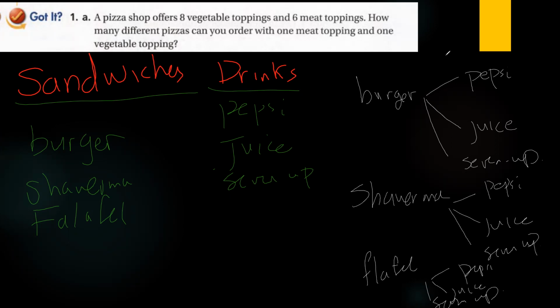What are these things? These are the different ways to choose one sandwich with one drink. So how many choices do we have? 1, 2, 3. I can have burger with Pepsi, burger with juice, burger with 7-Up, shawarma with Pepsi, shawarma with juice, shawarma with 7-Up, falafel with Pepsi, falafel with juice, and falafel with 7-Up. So how many ways do you have?